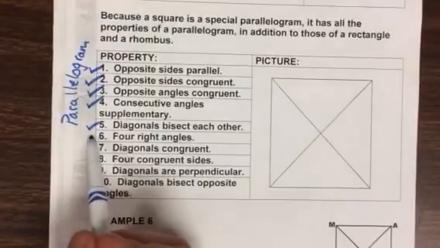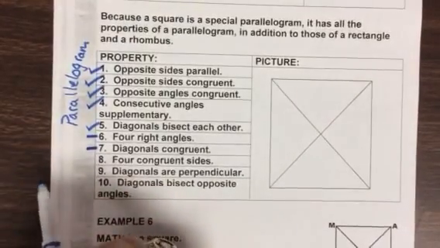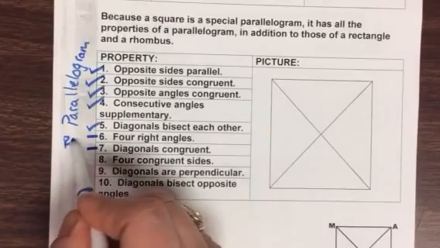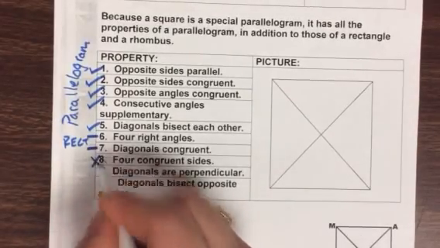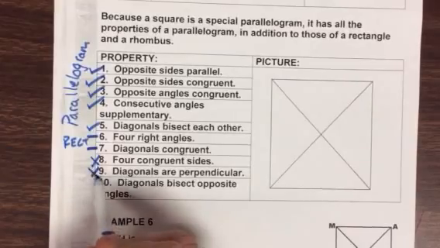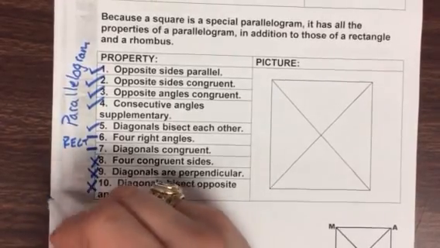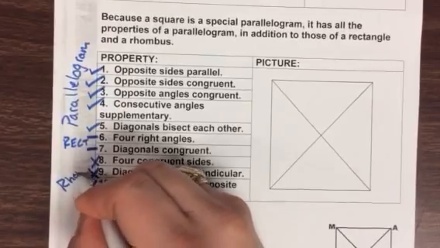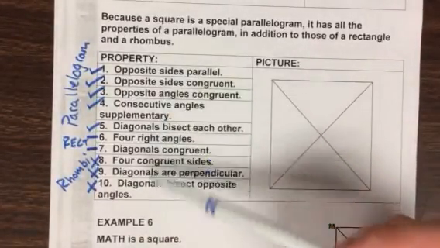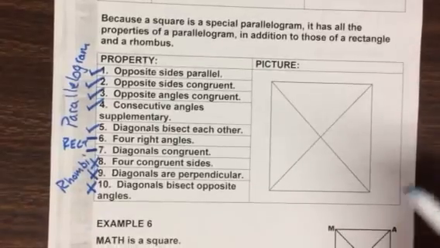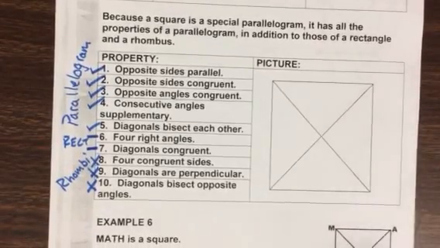4 right angles and diagonals being congruent are the rectangle, and then I've got 4 congruent sides, diagonals perpendicular, and diagonals bisecting opposite angles. That would be my rhombus. So notice how it put all of our properties together. Squares, we know all of these pieces at one time. So let's put this to use.